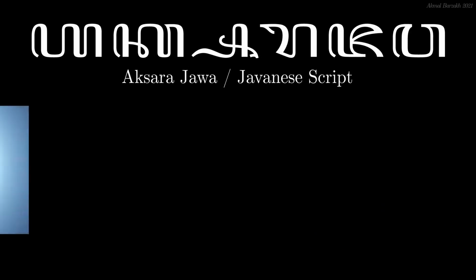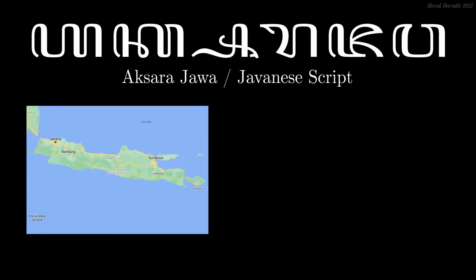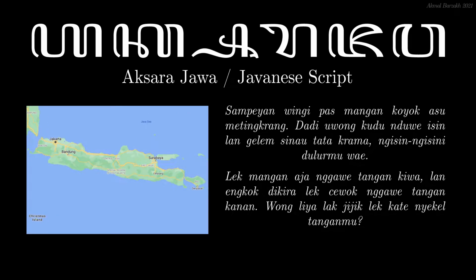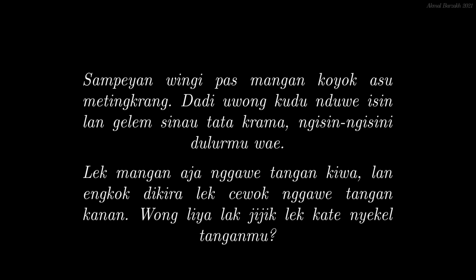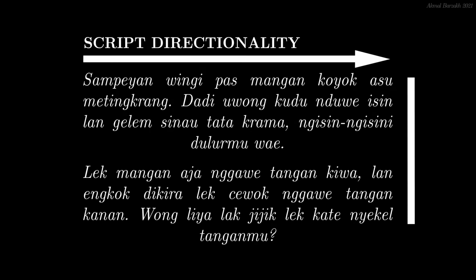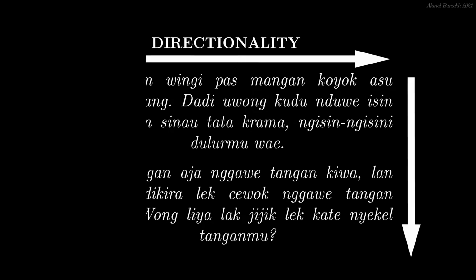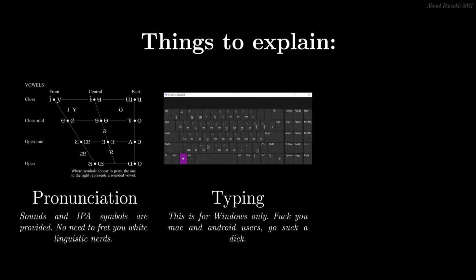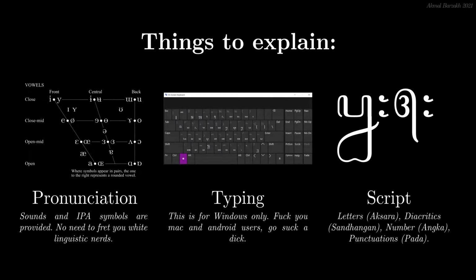The Javanese script or Aksara Jawa is a script developed on the island of Java and it's mainly used to write the Javanese language. The directionality of reading is first from left to right then top to bottom, such as that of the Latin alphabet. This video will explain briefly the main features of the script including pronunciation, typing, consonants, diacritics, numbers, and punctuation.